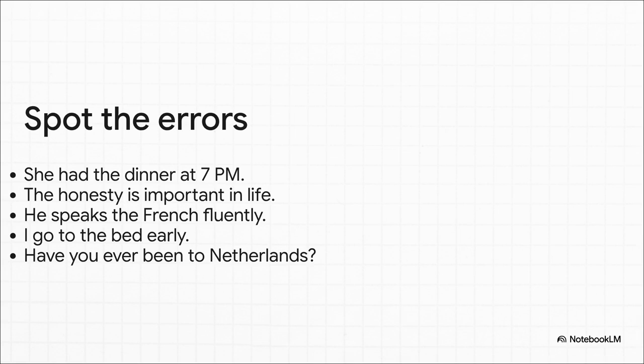Number 1, she had dinner at 7 p.m. Number 2, the honesty is important in life. Number 3, he speaks the French fluently. Number 4, I go to the bed early. And number 5, have you ever been to Netherlands? Get your answers ready. You've got exactly 10 seconds on the clock to lock in your corrections. Ready? Go.